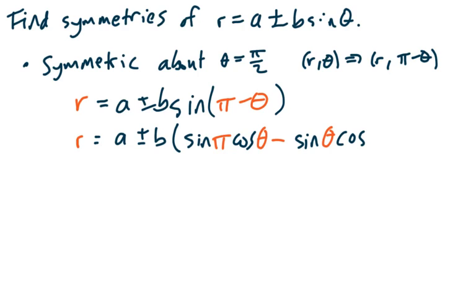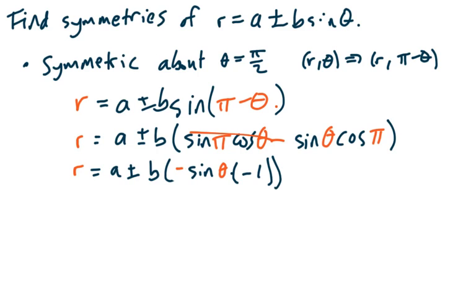And just like last time, you have sine of pi equals 0. So that whole term goes away. Now this minus is still there, right? But cosine of pi is negative 1. So I've got a negative in the back and a negative in the front, and they end up just taking care of each other. And this is equal to what we started with. Alright! So anything in this family of limaçons, a plus or minus b sine theta equals r, is going to be symmetric about the y-axis.